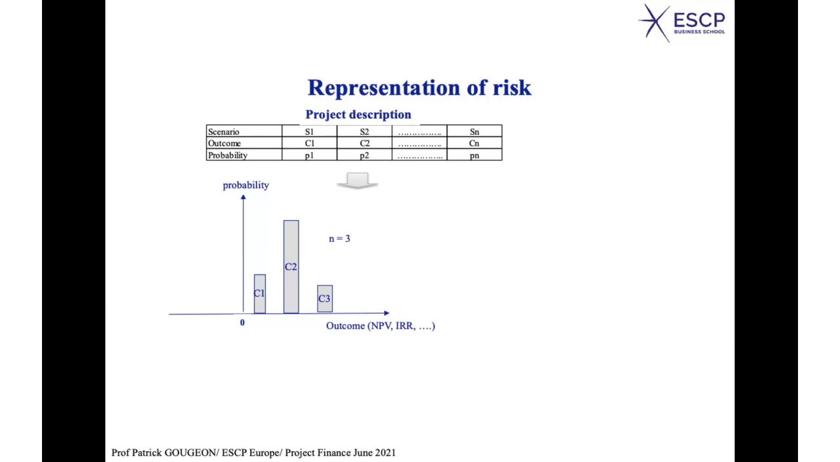The use of simulation will allow you to get, rather than these three columns, a probability curve, okay? A full probability distribution, which can be obtained using simulation tools, okay? Well, so a few comments on this. Basically, that's the way risk is represented in finance, okay? So a few comments on that.